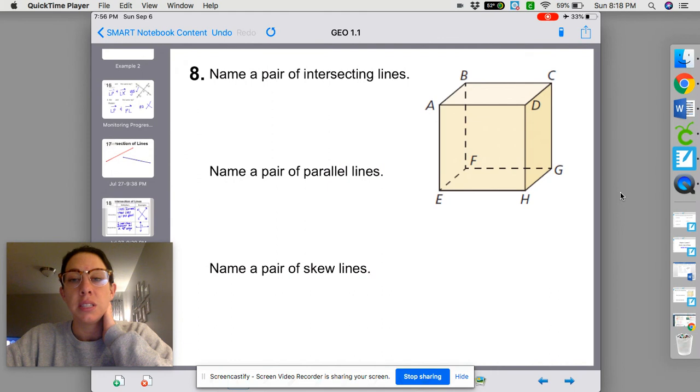All right, so there's many, many options for this question here. This is just kind of a wrap up of lines that intersect or don't intersect. You'll see here at the end of the video, I put an example of each, but just know that there are way more than one answer for each of these questions.